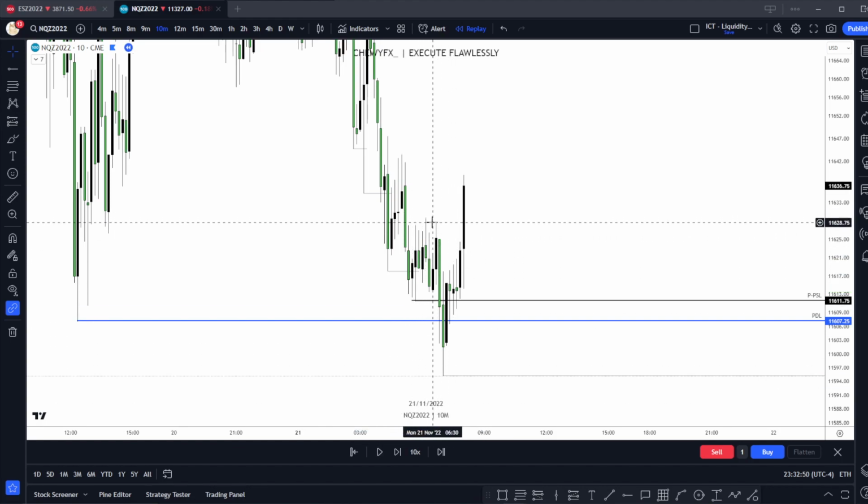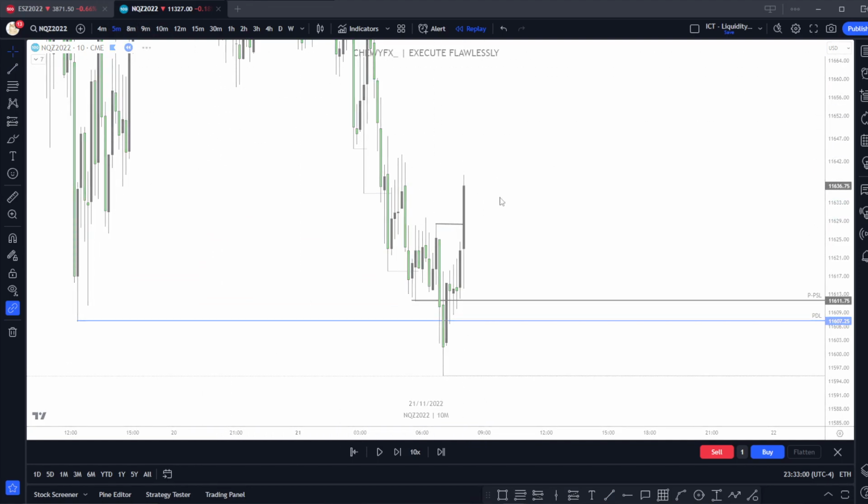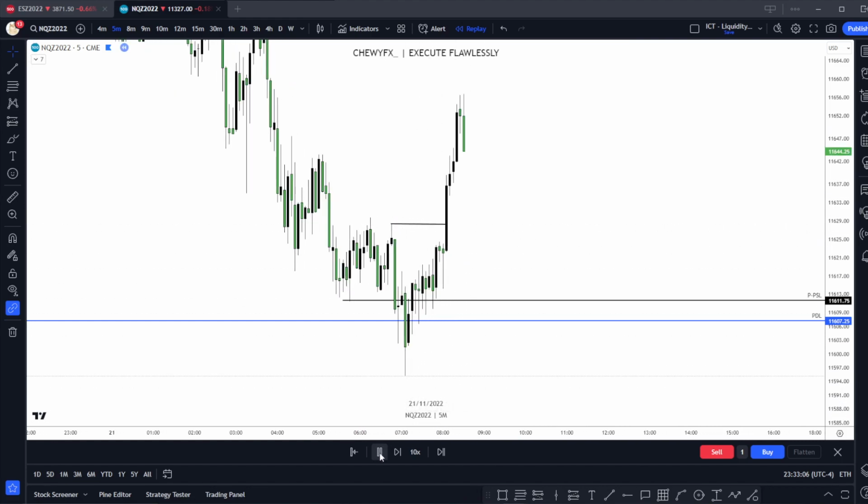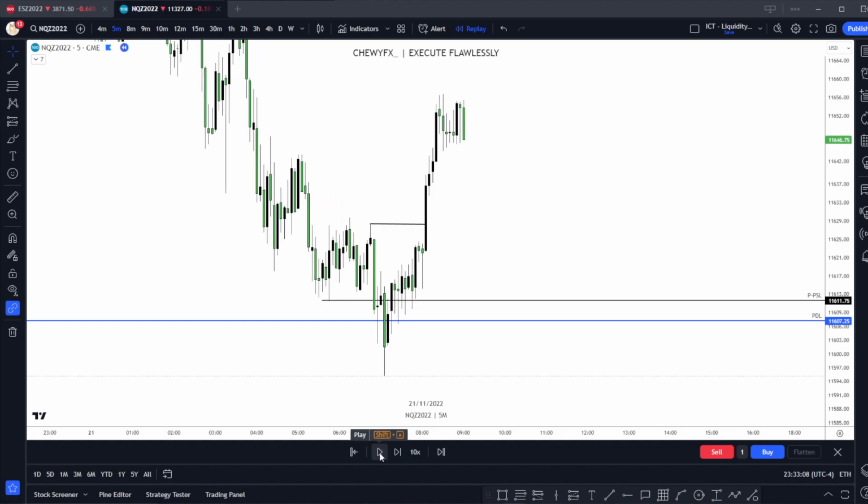So you could see here that, yeah, we did have a 10-minute break of structure right there. But while we were looking at ES at 8 a.m., we could see that we're still looking for a sell, so we would not be at all interested in any buys.